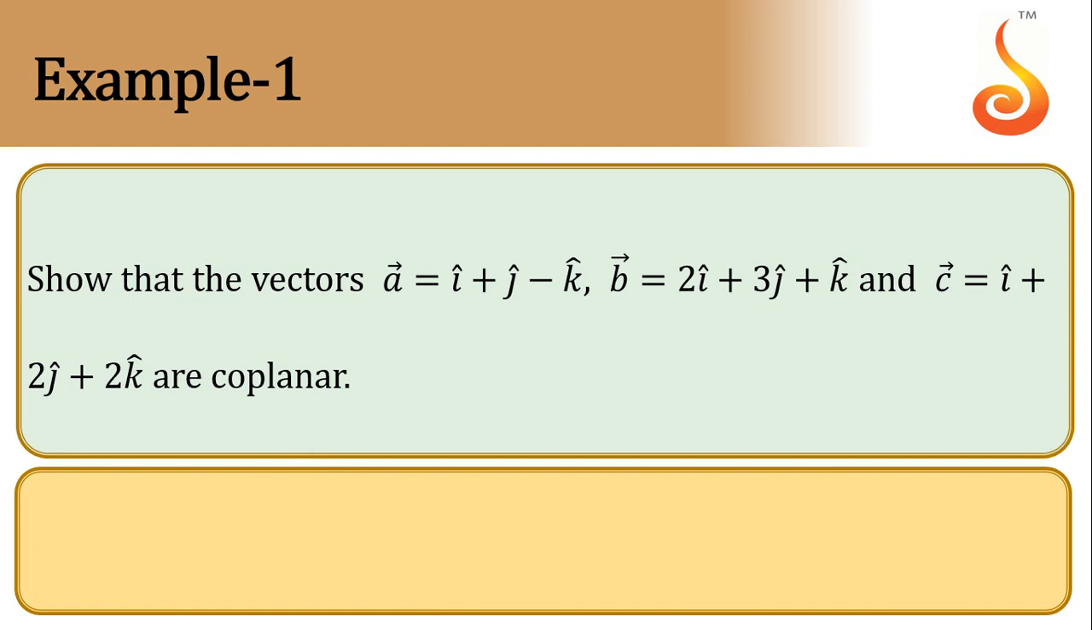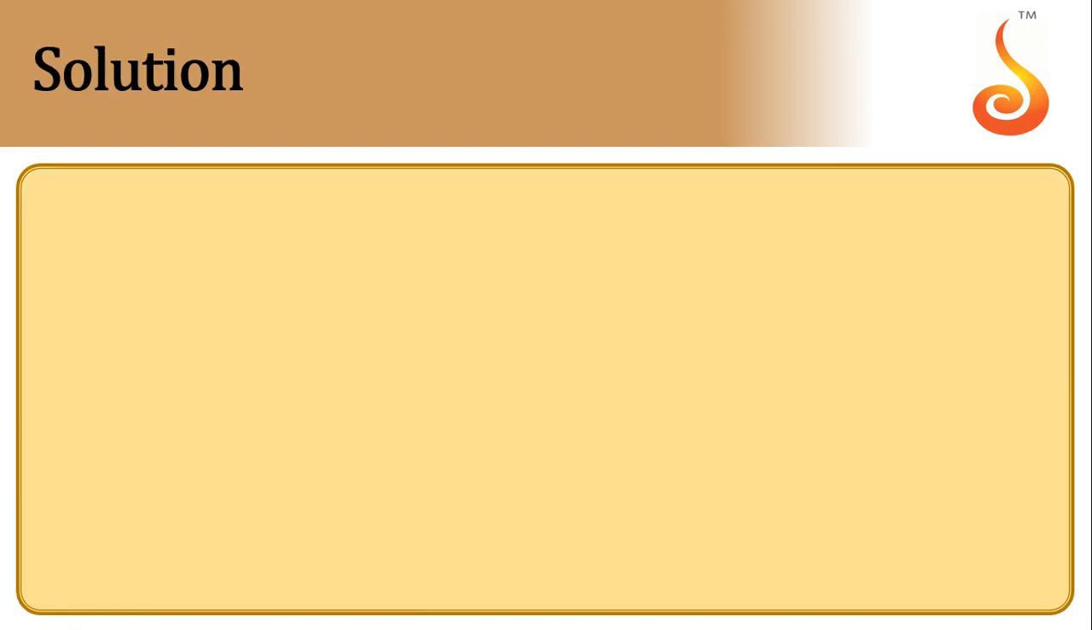I plus j minus k, 2i plus 3j plus k, and i plus 2j plus 2k are coplanar. Now, if three vectors are coplanar, the volume enclosed by the parallelepiped is 0. That is, A dot B cross C is equal to 0. But how to simplify this?